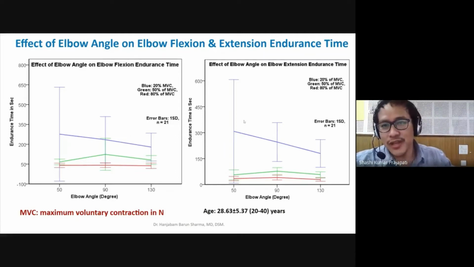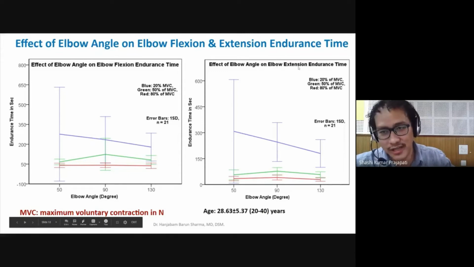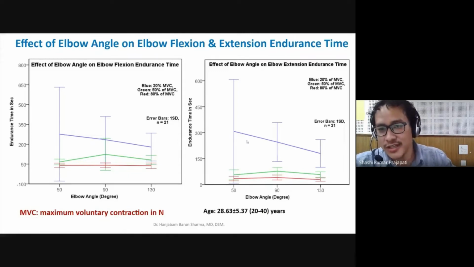In the same way, if we do the endurance timing for shoulder extension, this is the one, that is the elbow angle, and this is the endurance time for shoulder extension. And here you can see that this is the blue one. Blue one is 20% MVC.